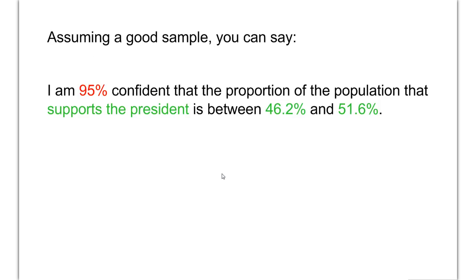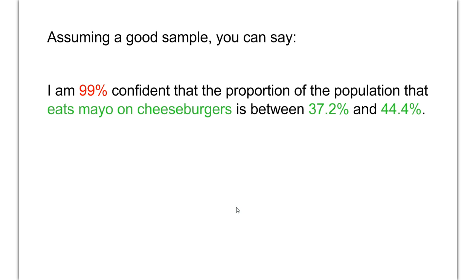So let's look at some real quick examples. Assuming a good sample, you could say something like, I'm 95% confident that the proportion of the population that supports the president is between 46.2% and 51.6%. Or you could say, I am 99% confident that the proportion of the population that eats mayo on cheeseburgers is between 37.2% and 44.4%. Now, maybe that's true, maybe that's not. But you get the basic idea.